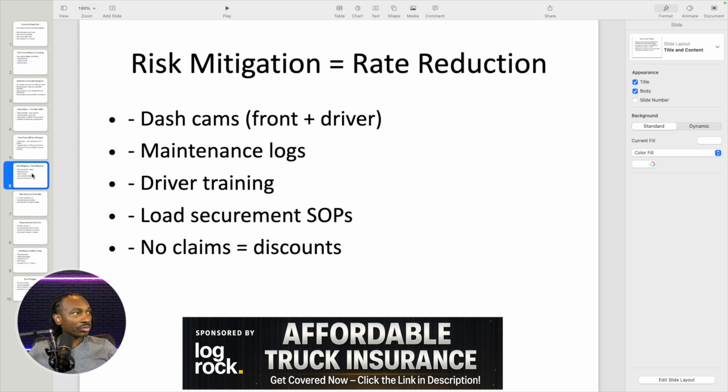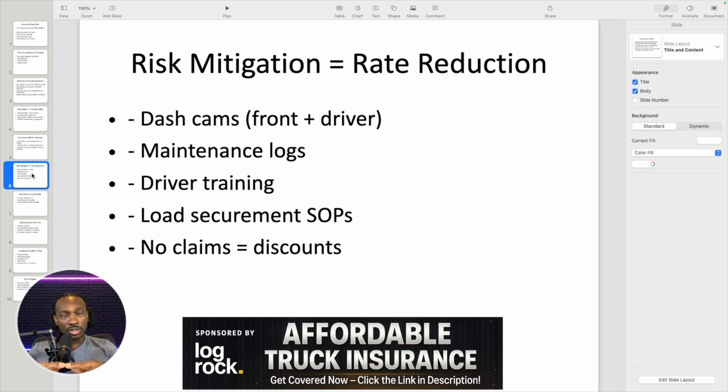All right. Risk mitigation and rate reduction. How can you mitigate risk? One, have dash cams, right? You want a front plus a driver camera. So you want one facing out in case of an accident, so if you're not at fault, you have some proof where you can fight it. And then you also want to have one facing the driver so you can see what your driver is doing at all times, right?